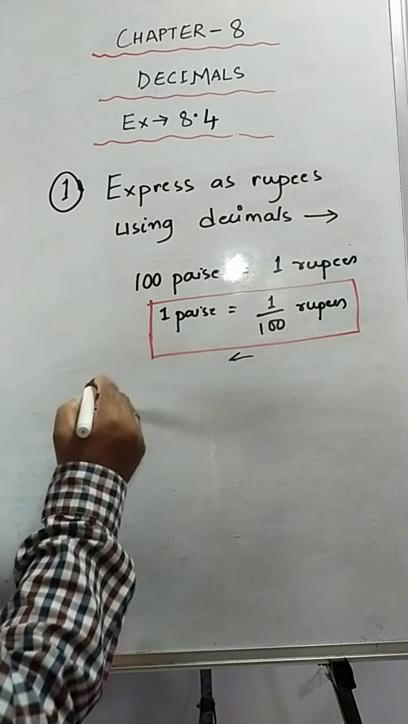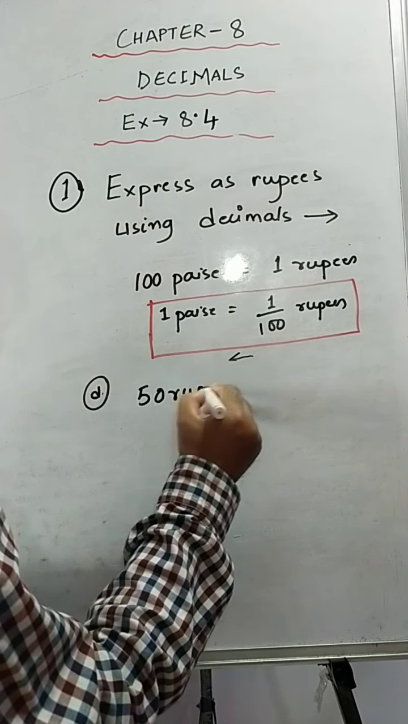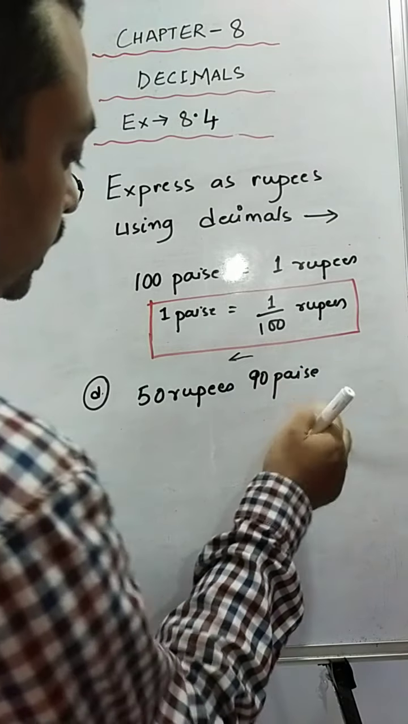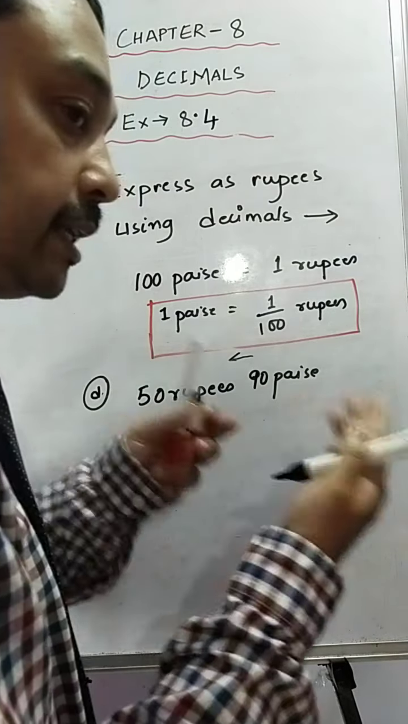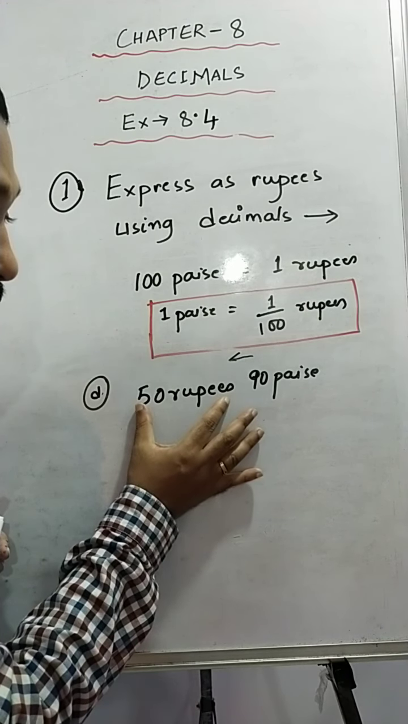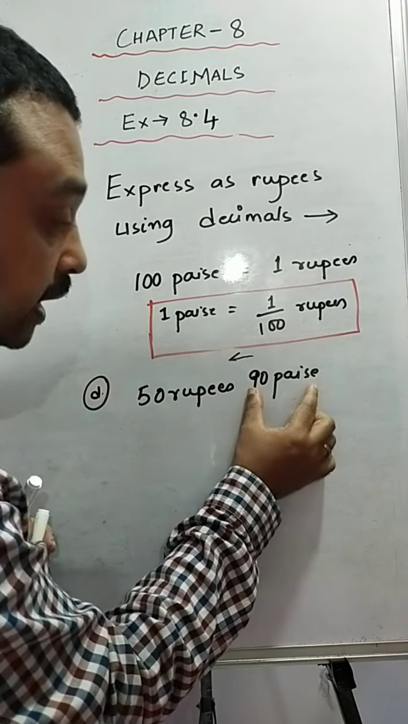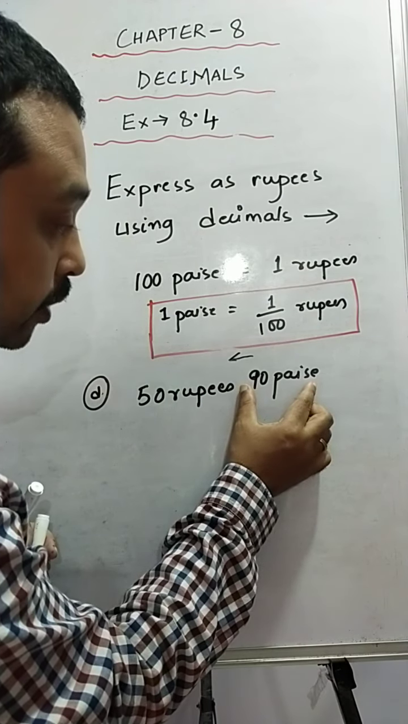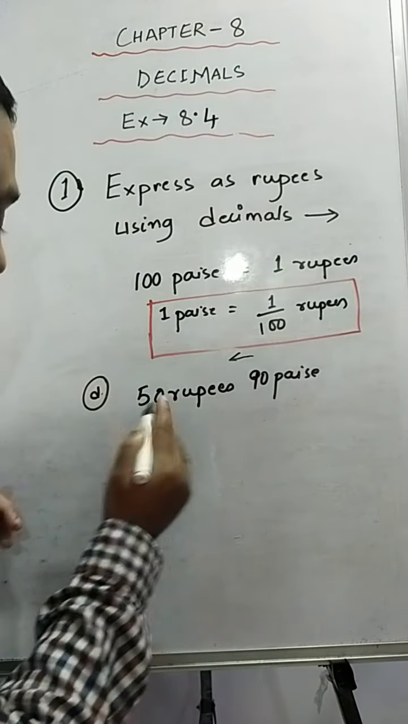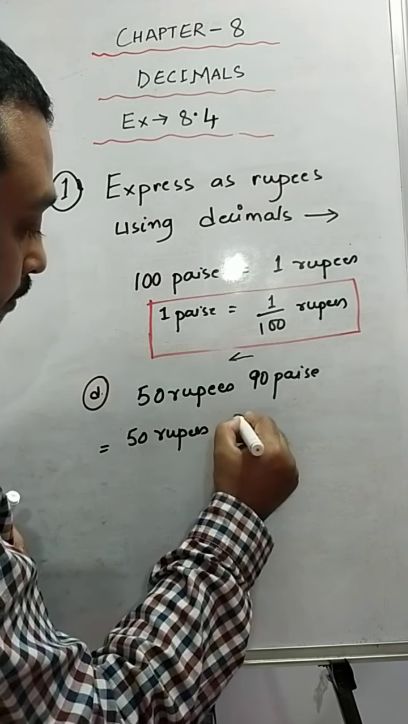Now sum number D is a combination of 2 units, that is 50 rupees and 90 paise. So this whole thing we have to convert into the decimal form. Now carefully observe that this part is already in rupee form, so we'll keep it intact because we don't have to change it. This is the portion which we have to convert into the rupee form. So we'll write 50 rupees plus 90 by 100.